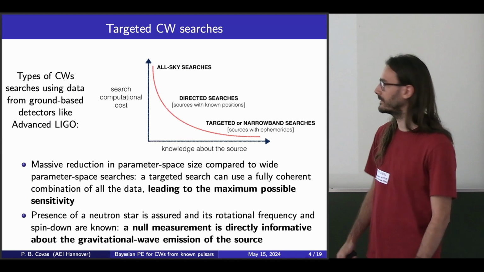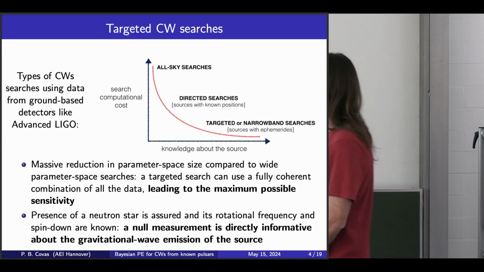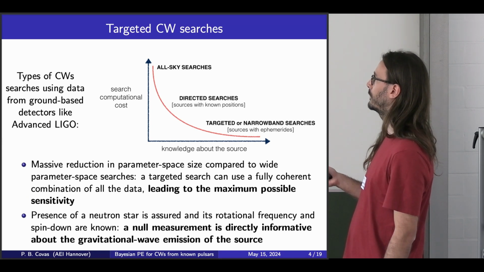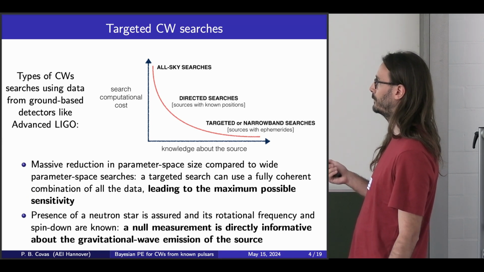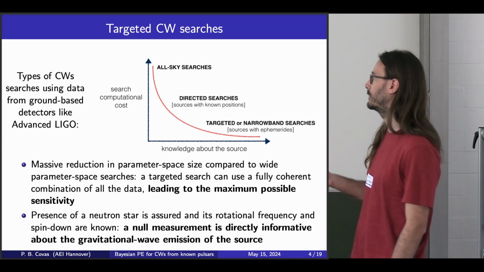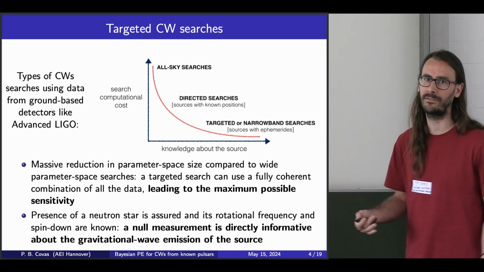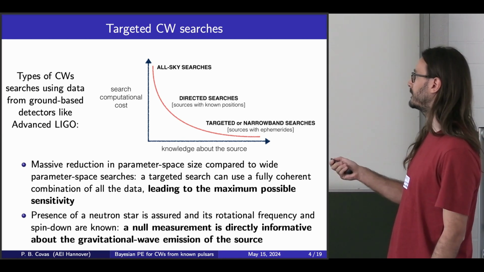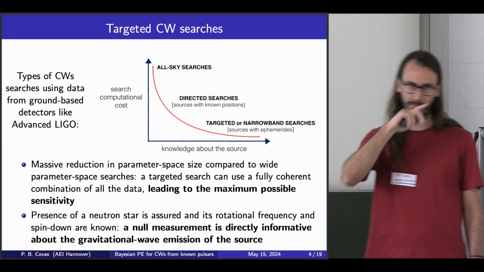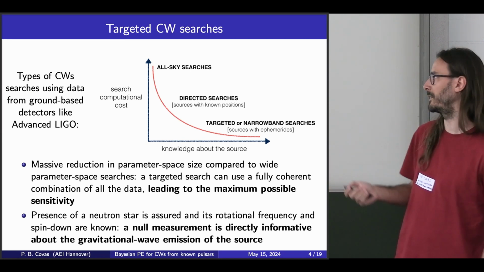Okay, so let's start. You heard a bit about this already before, but I will repeat a bit again. You can see here this plot, which shows the different types of continuous gravitational wave searches that use data from ground-based detectors like Advanced LIGO. On the y-axis you have the computational cost, and on the x-axis you have the knowledge that we have about the source. You can see that targeted searches are here on the lower right part of this plot, and these are the searches I'm focusing on in this talk and in this paper.